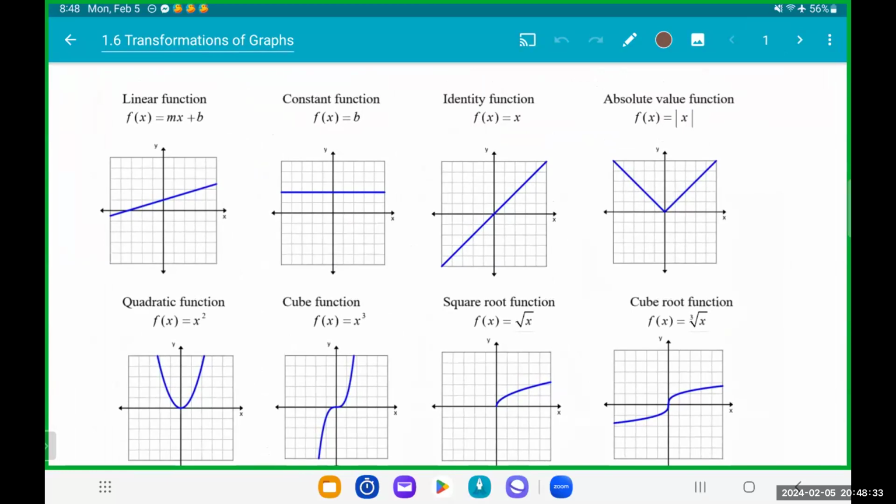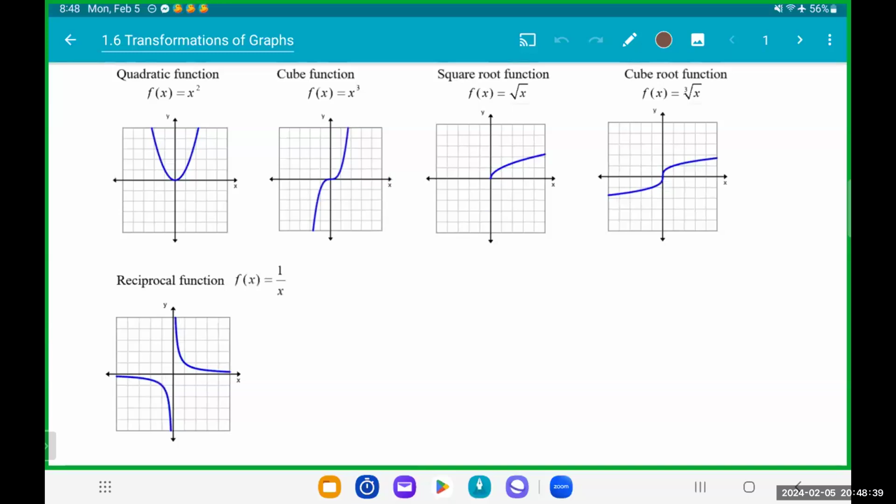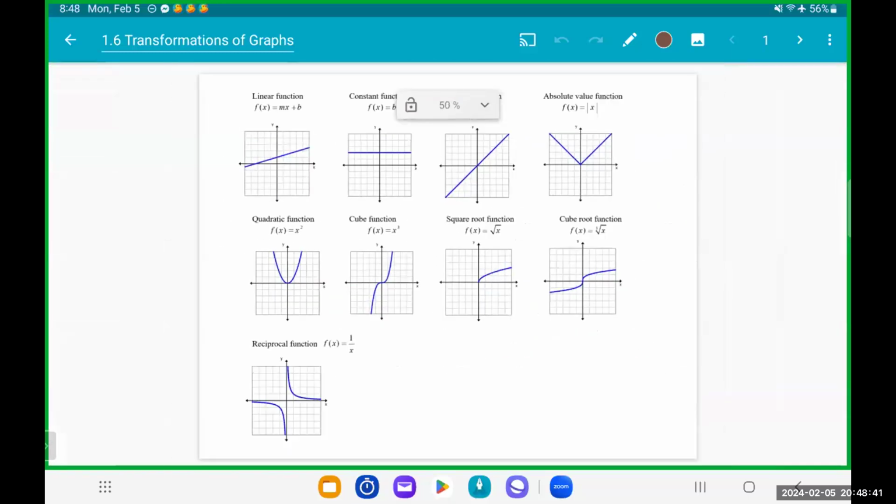So there's linear functions, constant functions, square root functions, cube root functions, all of these. Basically, these 9 graphs, we're going to do transformations on. If I know what the parent looks like, knowing how an equation may be shifted, I don't have to replot all of those points.